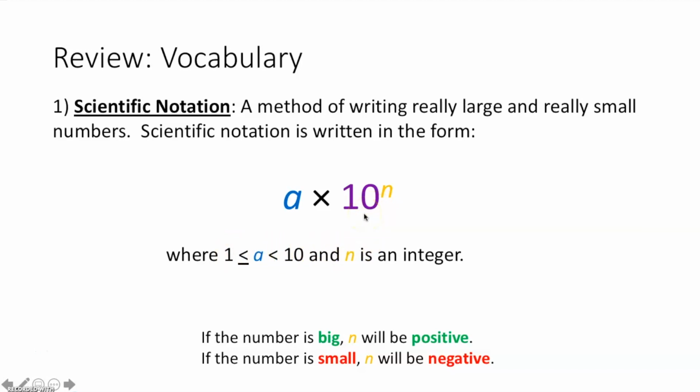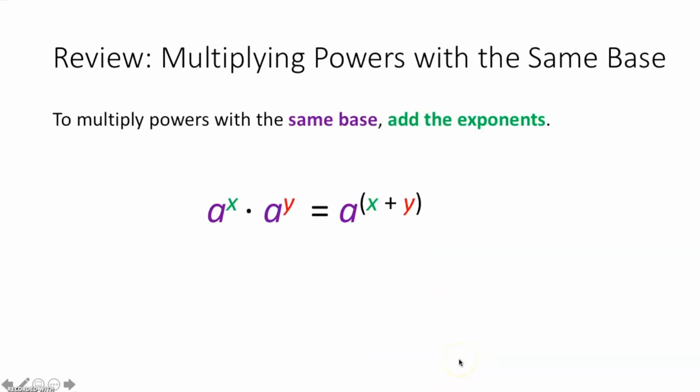So if you are converting a really big number, like 5 million, into scientific notation, n, your exponent, is going to be a positive integer. If you're converting a really small number, like 0.00008, into scientific notation, then n, your exponent, is going to be a negative integer. Let's go ahead and review multiplying powers with the same base.